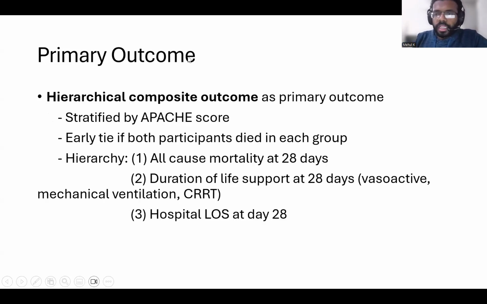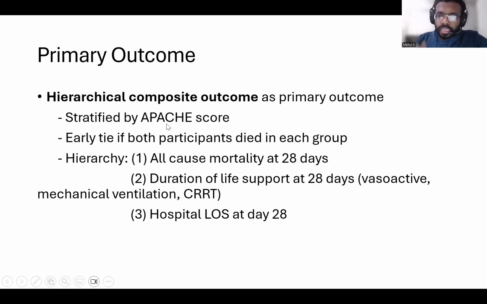So again, the protocol was complicated. The primary outcome is also kind of complicated. In the primary outcome, they use something called a hierarchical composite outcome, and they stratified it by APACHE score. I'll explain this in a coming slide.